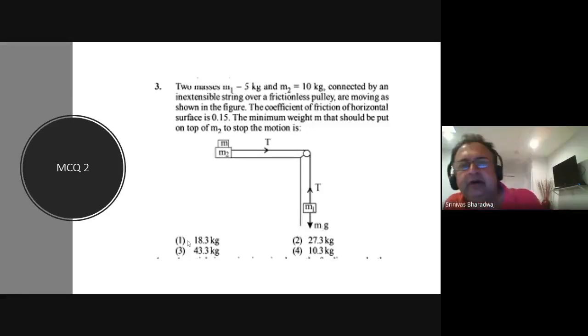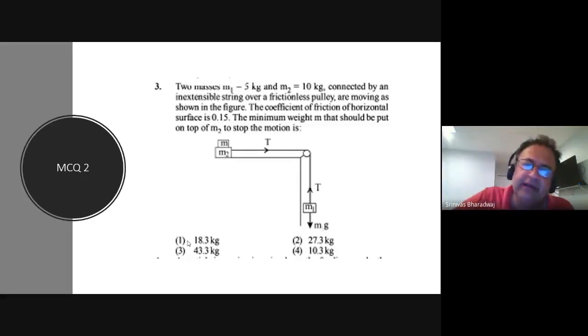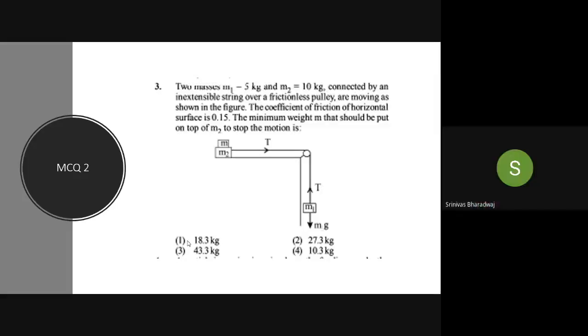Okay, so if you want, you can cancel the g and then make it 5, right? So 5 equals 0.15 times 10 plus m, times 10 plus m, right? So the net answer you will get, right? The middle weight, you calculate the mass, right? And then from that, you use the corresponding results.